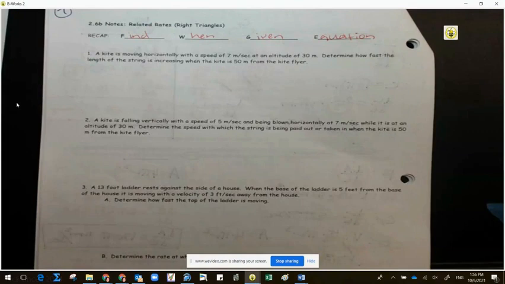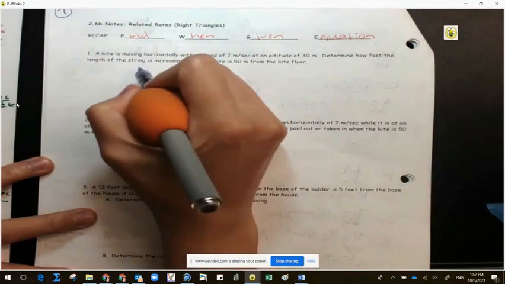All right, Castro, go ahead and read number 1 loud and clear. A kite is moving horizontally with a speed of 7 meters per second and an altitude of 30 meters. Determine how fast the length of the string is increasing when the kite is 50 meters from the kite flyer. All right, so let's go ahead and write out Twiggy on this one.